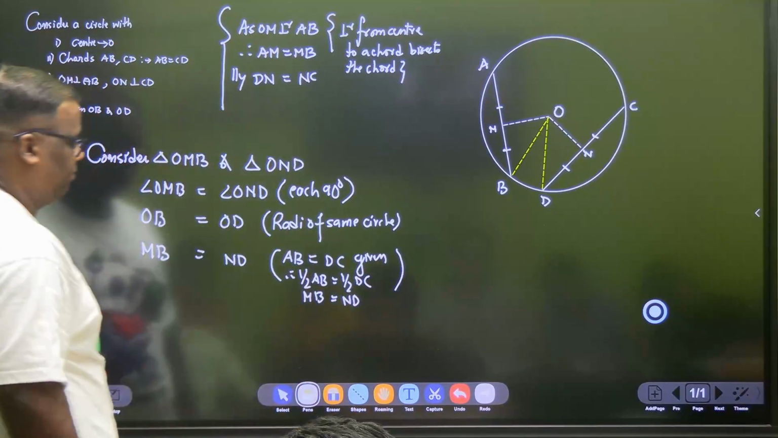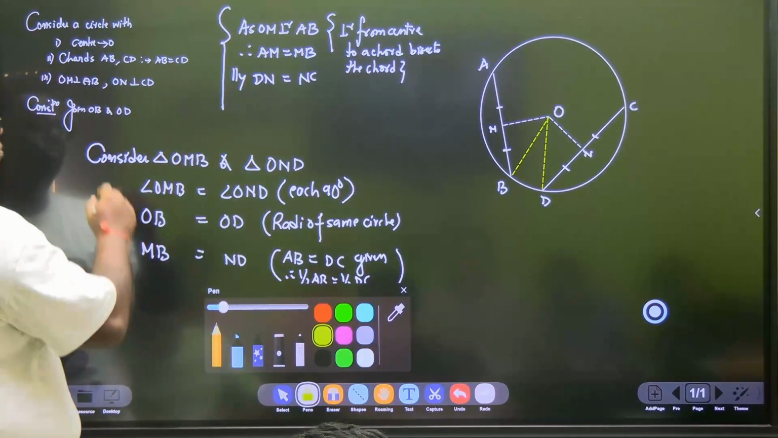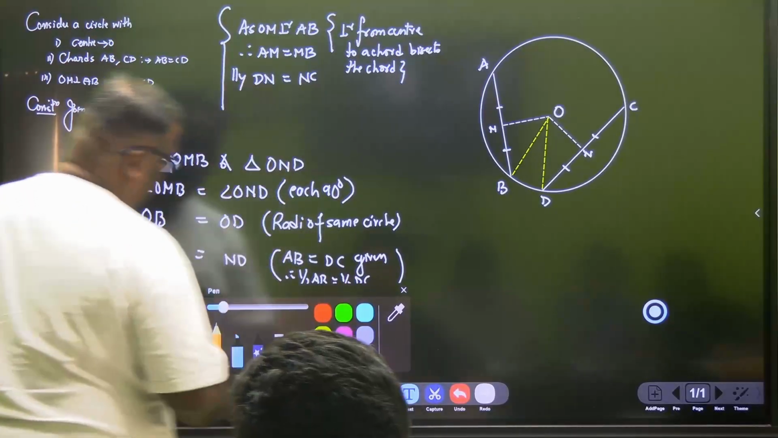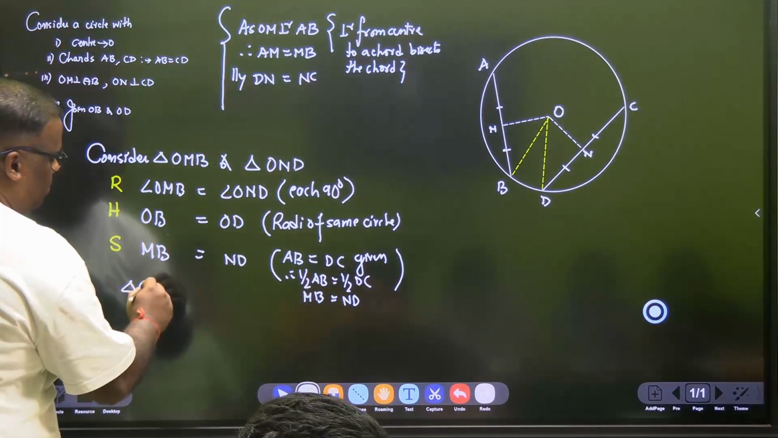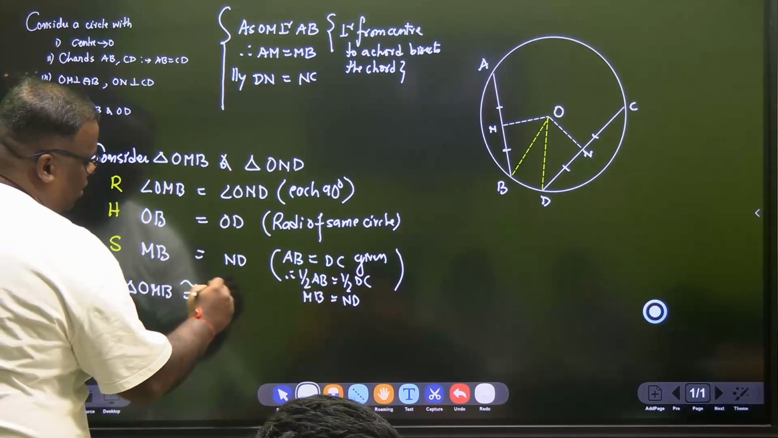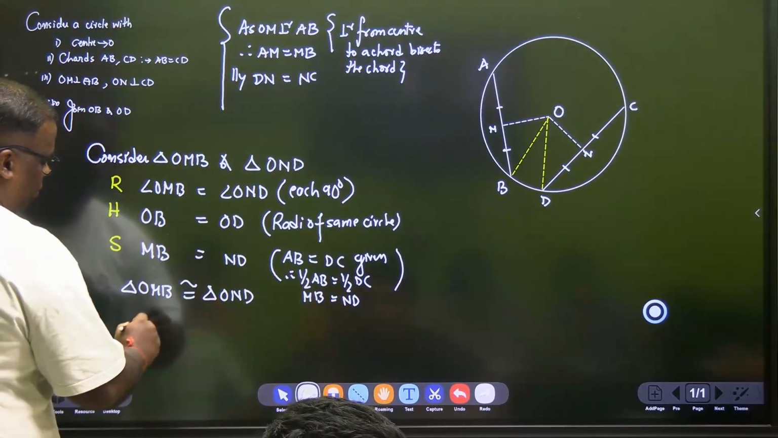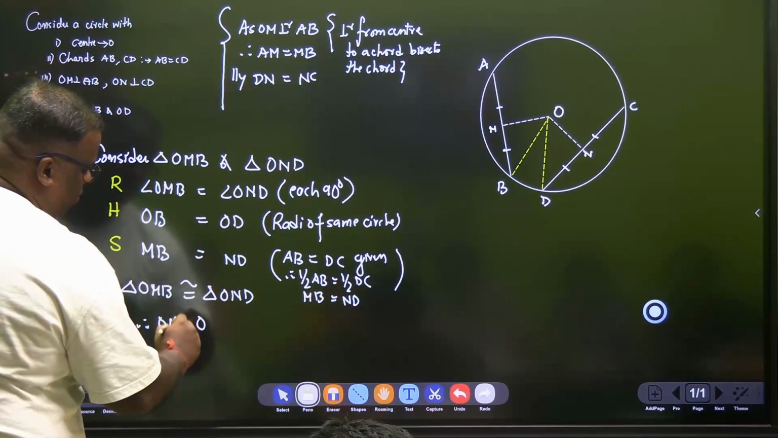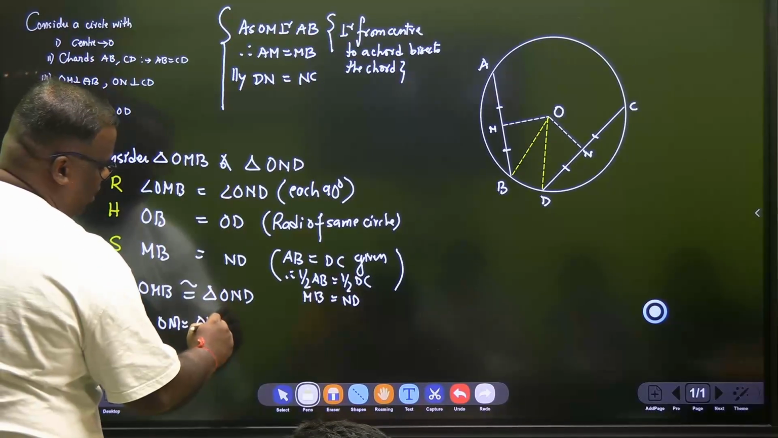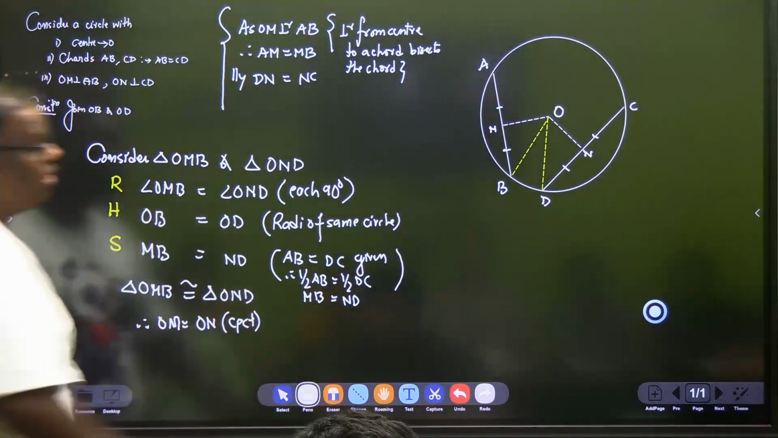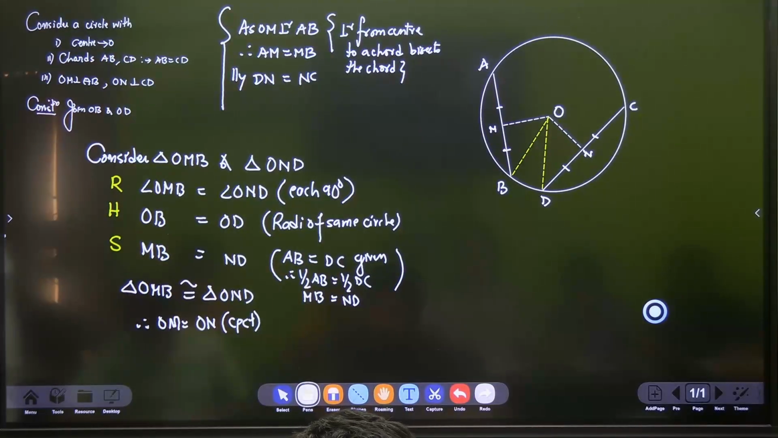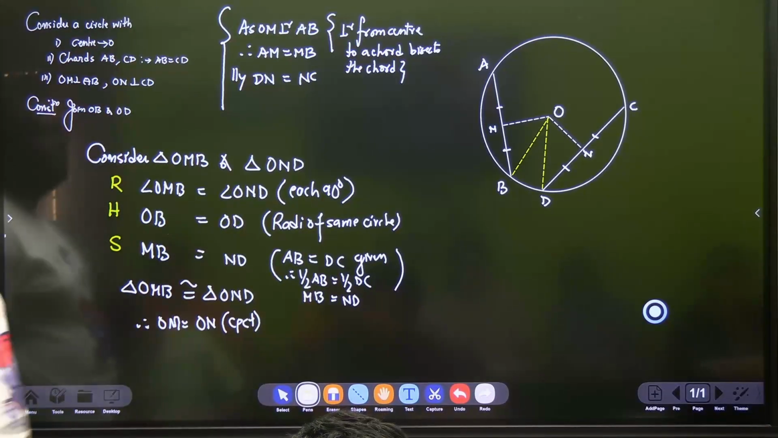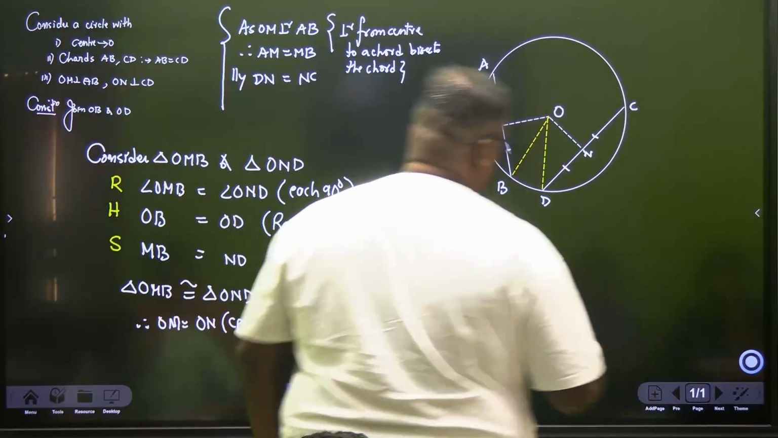Did you understand this? If you see this, then again we have formation of RHS. Therefore, we can say triangle OMB is congruent to triangle OND. Therefore, OM is equal to ON. This is by CPCT. So what do you get from here? Equal chords are equidistant from the center. This is the center distance, right?